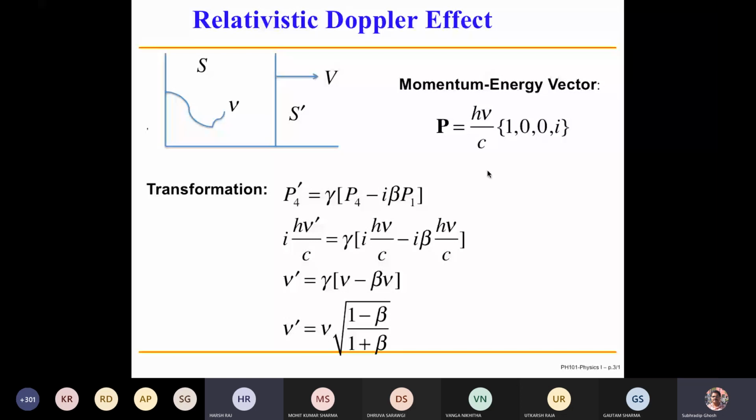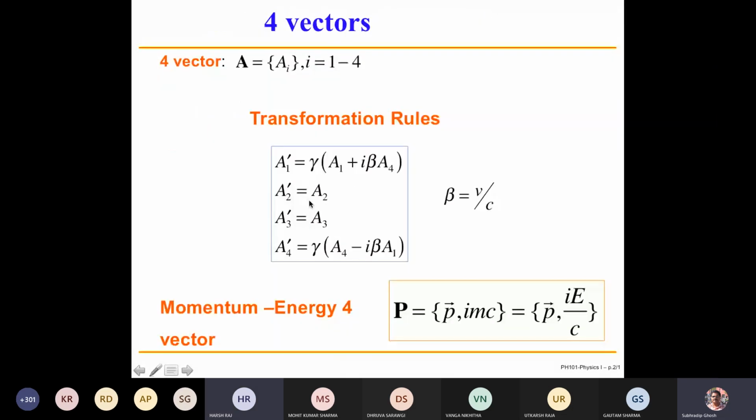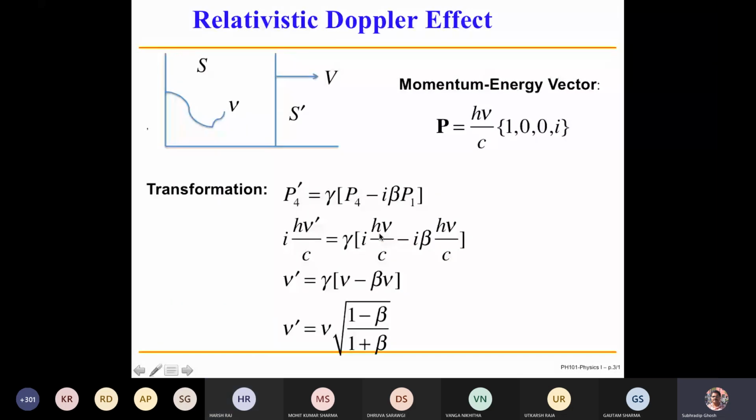So now the next thing, after defining the momentum-energy vector, we write down the transformation equation. That is, I simply take this transformation equation into account, where this beta is capital V by C. Then we simply substitute. You see the fourth component of the general momentum-energy vector and the first component of the momentum-energy vector. We simply put that, and in the S prime frame, the fourth component would be i h nu prime by c. So using that, we get this relationship.